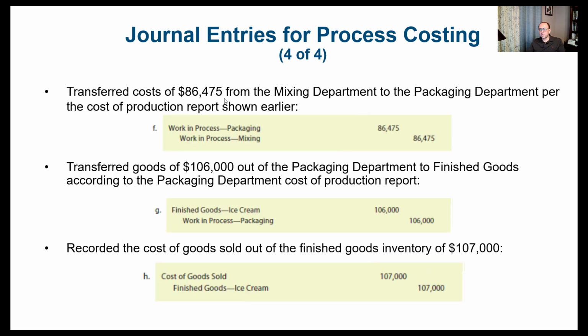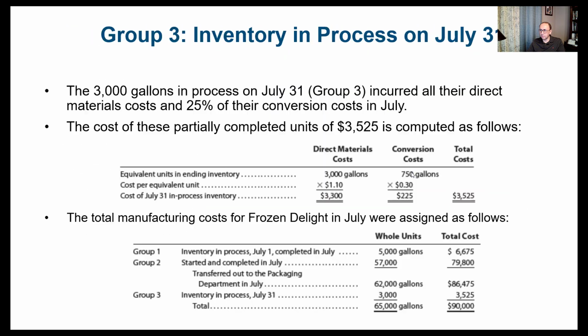Then we transfer cost of $86,475 from the mixing department to the packaging department per the cost of production report shown earlier. So when we have a debit to work in process for packaging, that means that work in process in packaging increased. And when we have work in process on the credit side for mixing, that means that these were transferred out of the mixing department, so we reduced the work in process in mixing. So we have the values here, $86,475. Just to refresh your memory, we got this value from here. That's the $86,475. That was the amount of Group 1 and Group 2 combined.